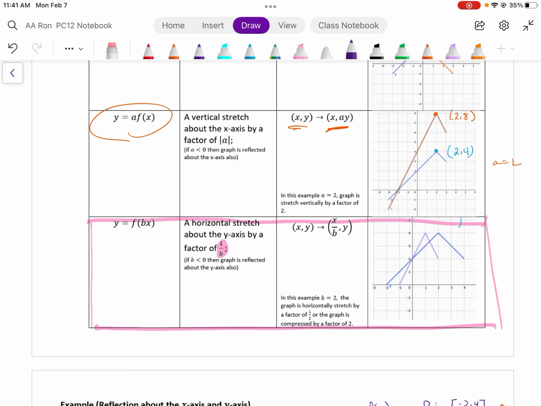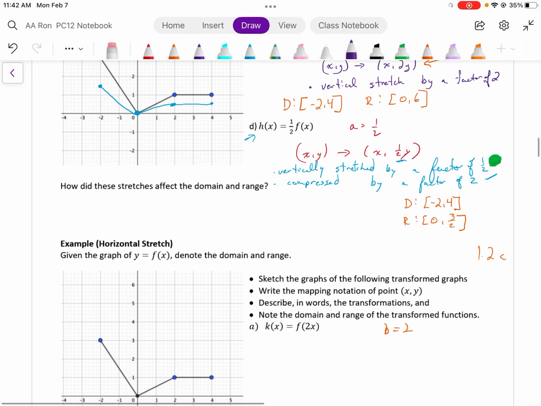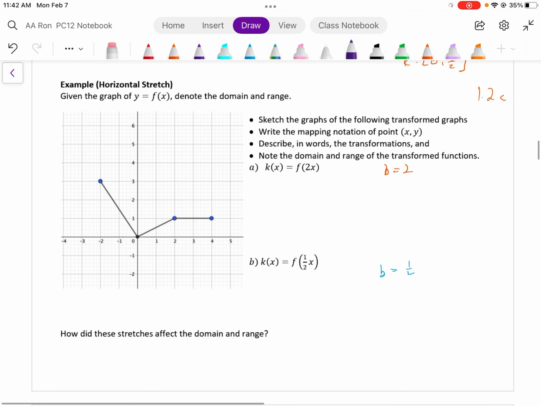So just to recall, here our blue was our parent graph, and what we're able to see is that A was 2. Sorry, my mistake. B was 2. So this implied that we stretched by a factor of 1 over 2, or compressed by a factor of 2. Yeah, so this could get interesting very quickly.